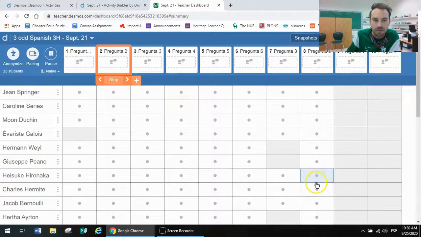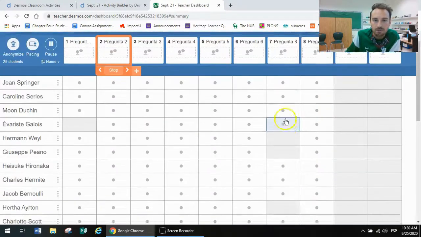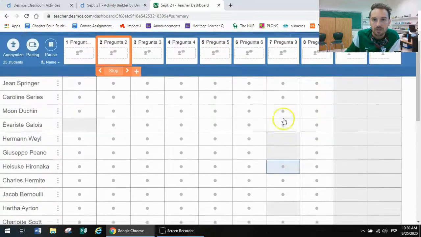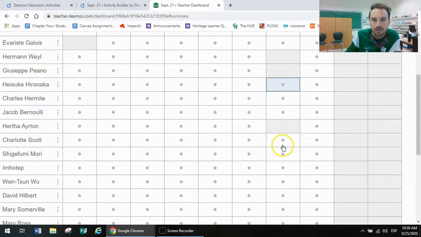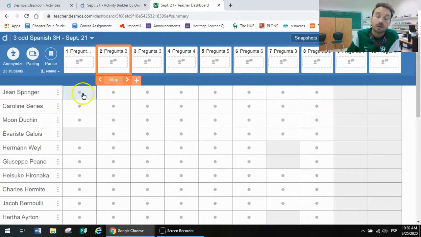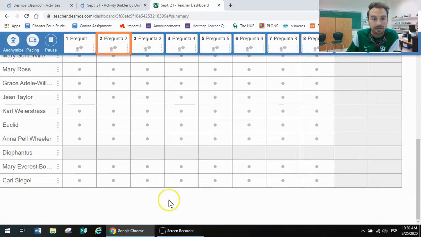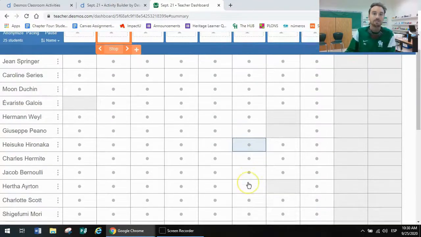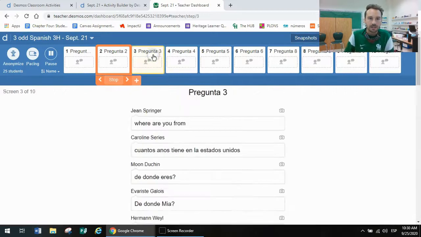I grade them based on this. You can see that a couple students missed question 7. I don't know why. 1, 2, 3 students missed question 7. But you can see that, by and large, the class as a whole has participated actively throughout the entirety of the lesson from question 1 to question 8. It's amazing. So as a review, let's get into some actual questions.